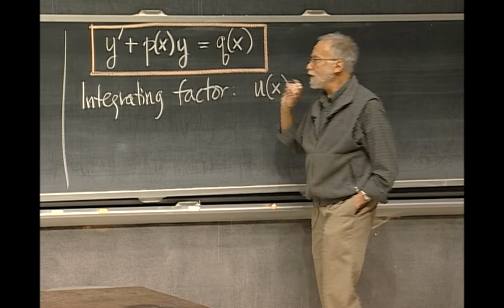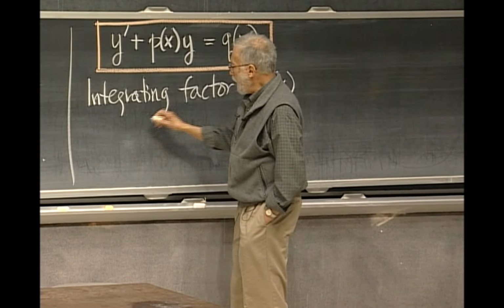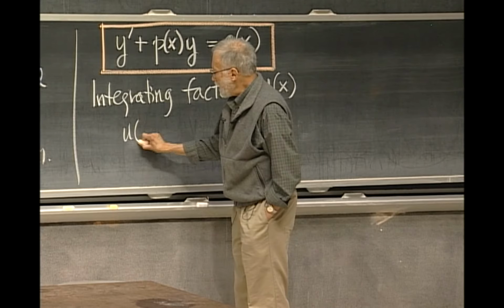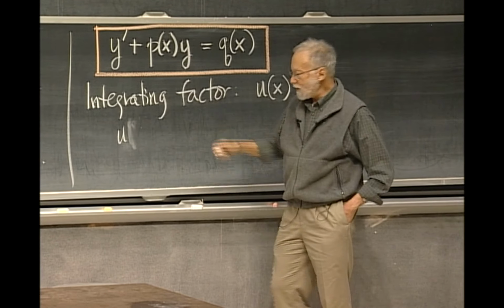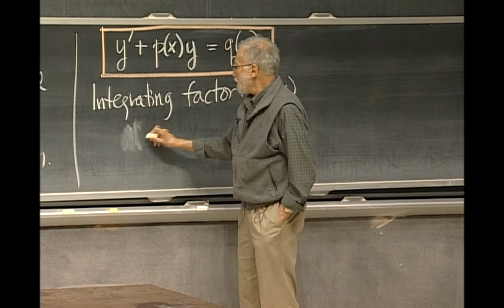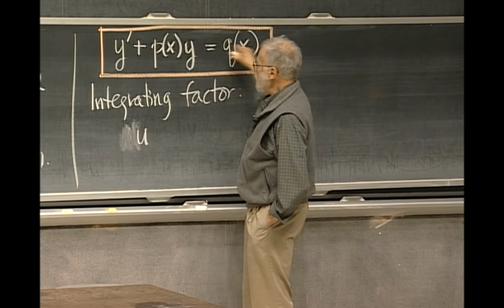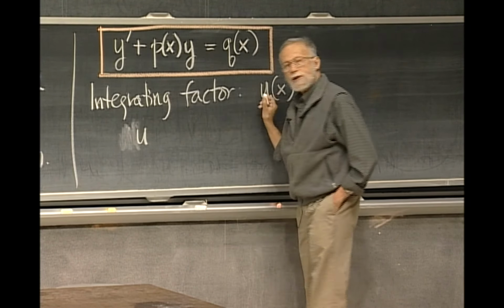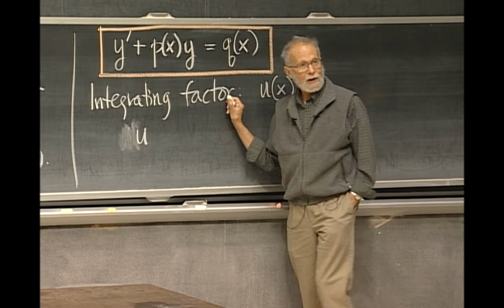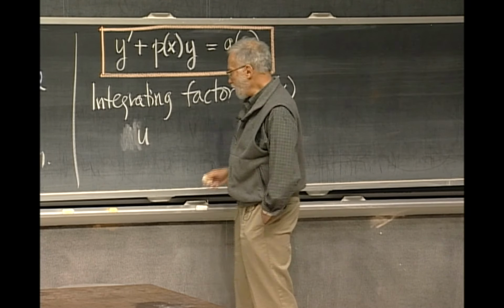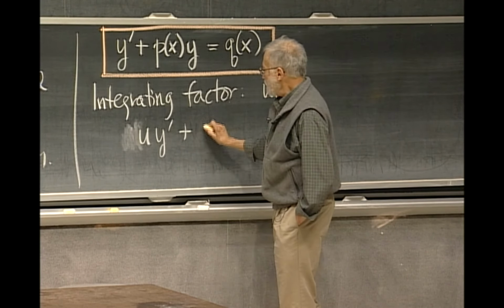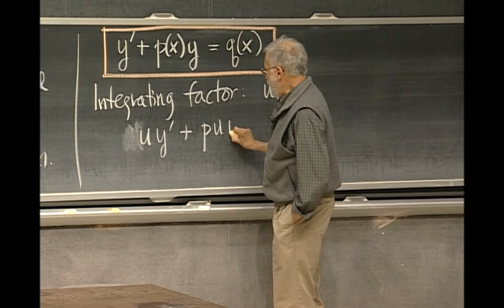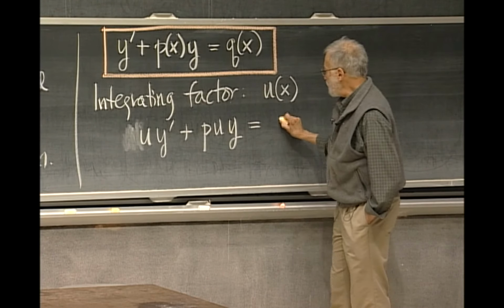I don't know what it is, but here's what I want it to do. I'm going to drop the x's just so that the thing looks less complicated. I want to multiply this equation through by u of x. That's why it's called a factor, because you're going to multiply everything through by it. So it's going to look like u y prime plus p u y equals q u.